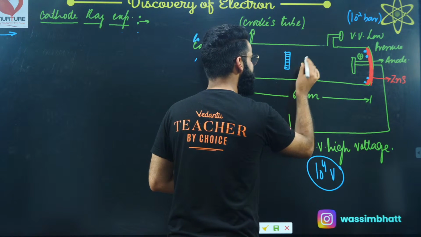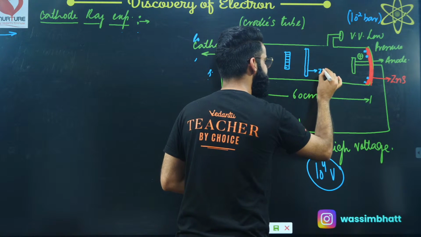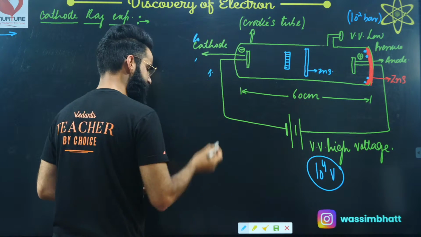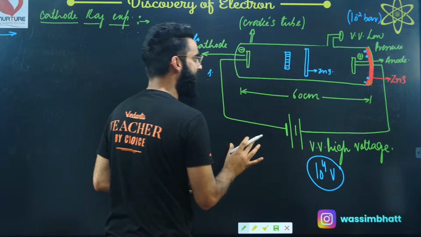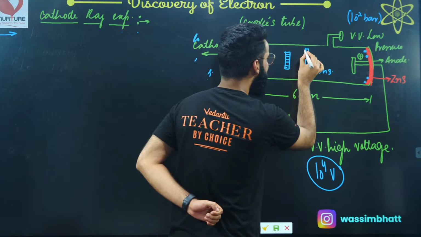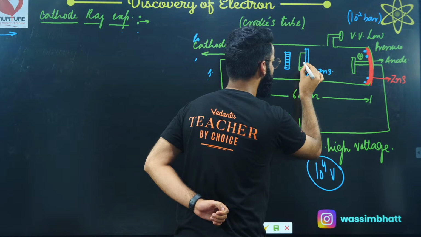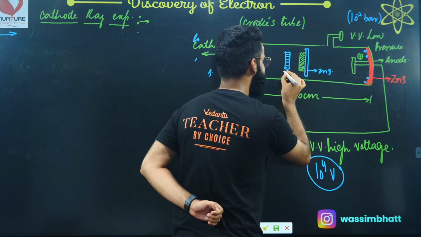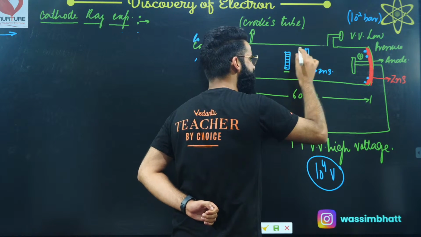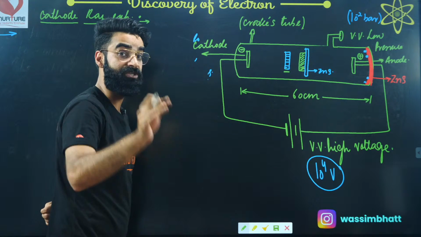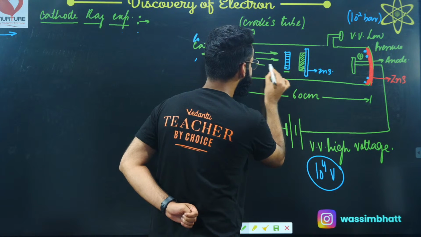Behind this object, he kept a zinc sulfide screen again. And when he turned the battery on, he saw a sharp image of the object being created on this screen. This is the object. When he turned the battery on, he observed a sharp image of this object being created on this zinc sulfide screen, which is only possible when these cathode rays travel in straight lines.